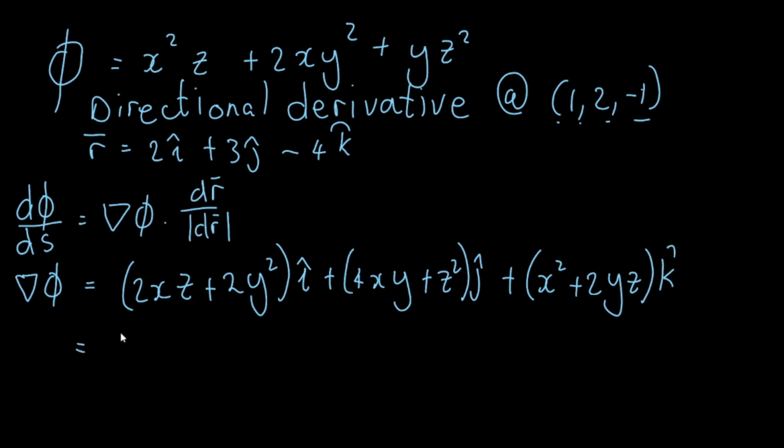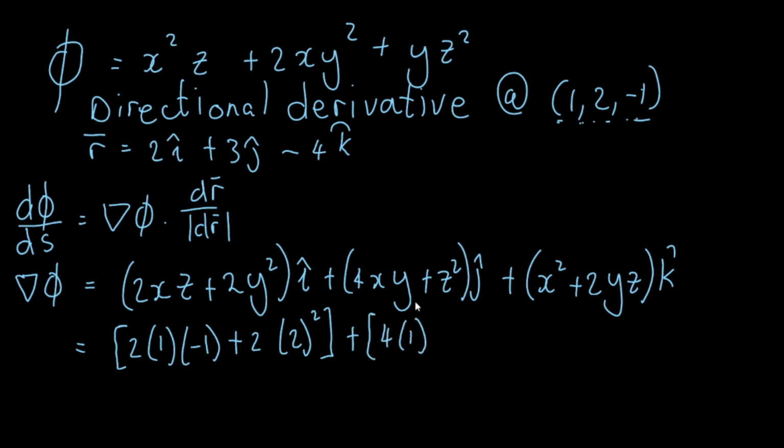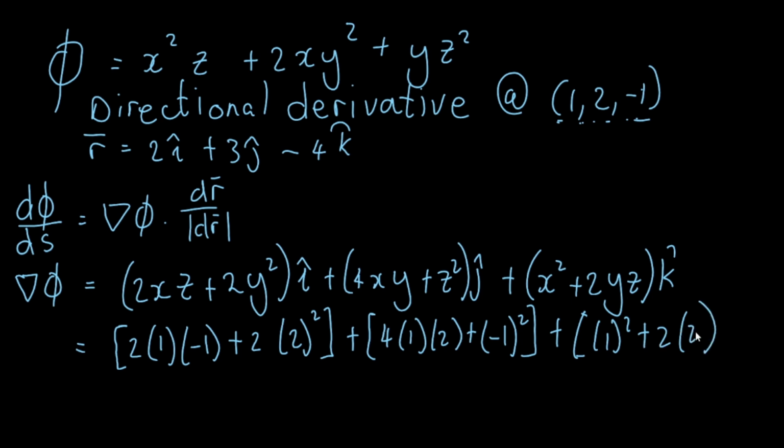So substituting in our values, because we wanted it at this point. We have 2 into 1, then minus 1, which is what z is, then 2 into 2 squared, where y is 2. Then plus 4 into x, which is 1, times y, which is 2, plus z squared, z being minus 1, squared, plus x squared, so 1 squared, plus 2 times y, which is 2, times z, which is minus 1, times k. Sorry, I forgot i, j, and k. So that's j and that's i.